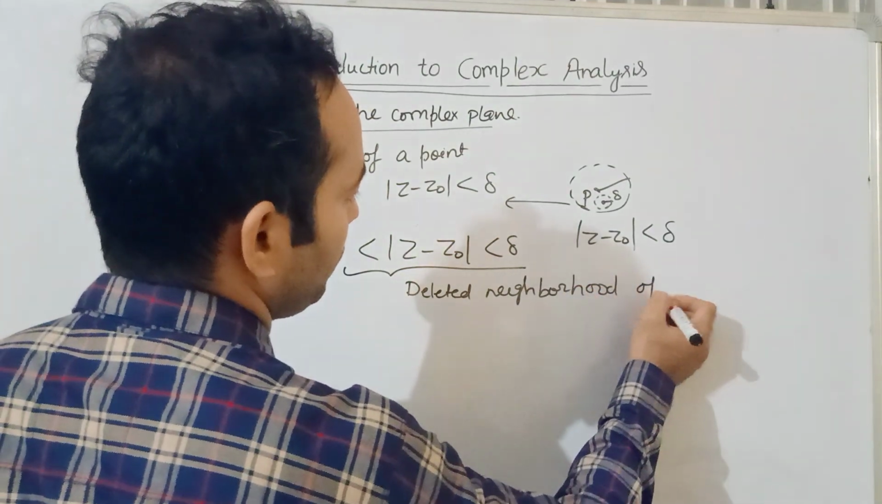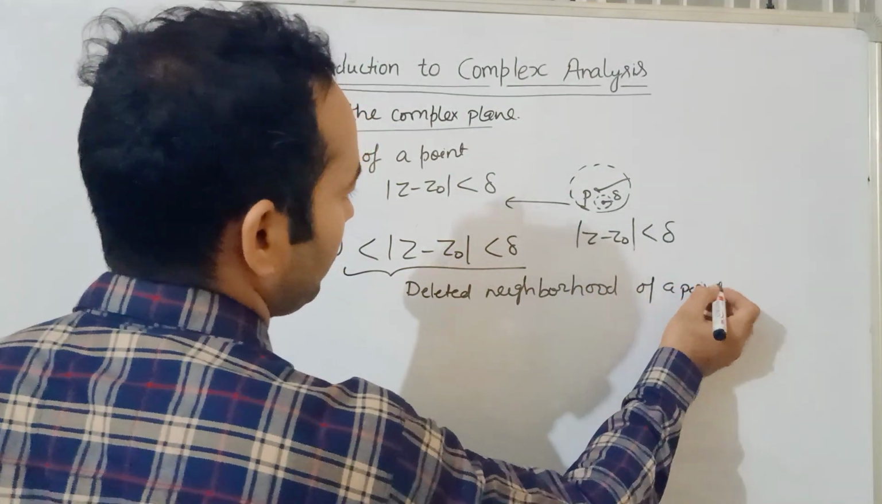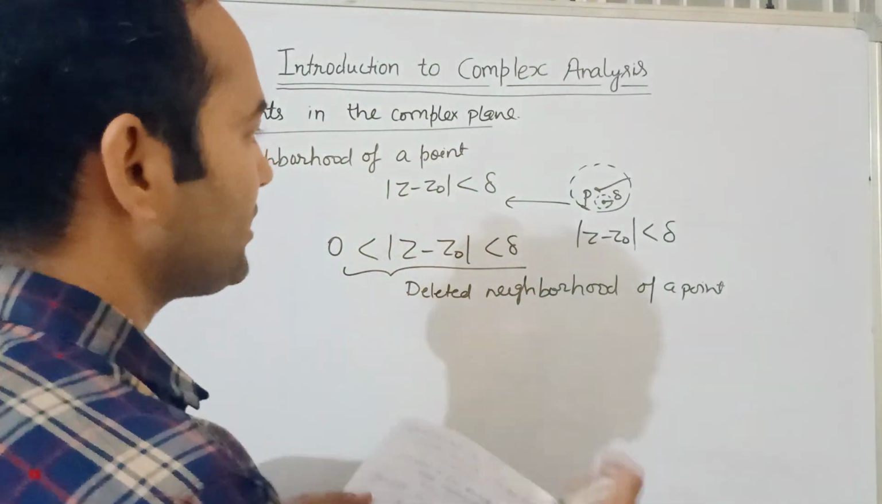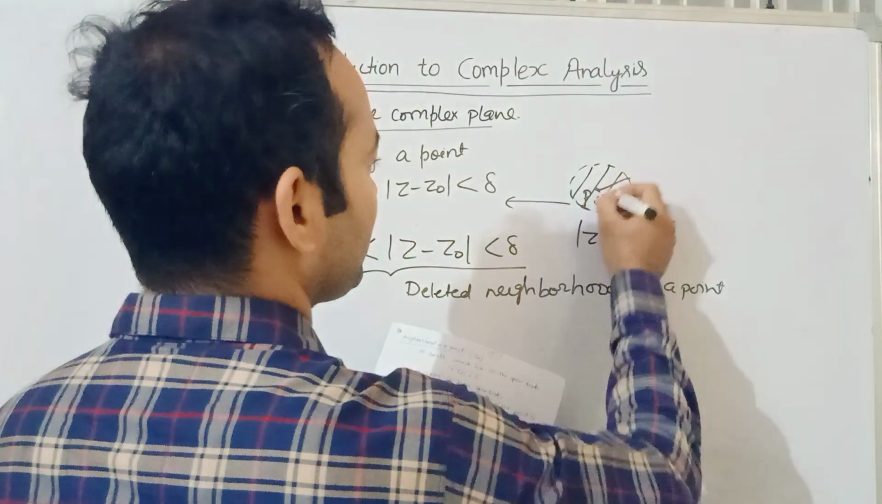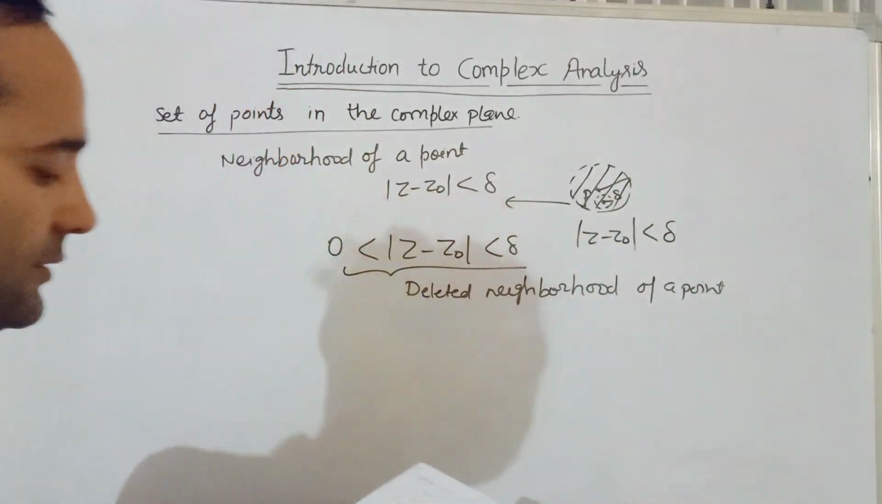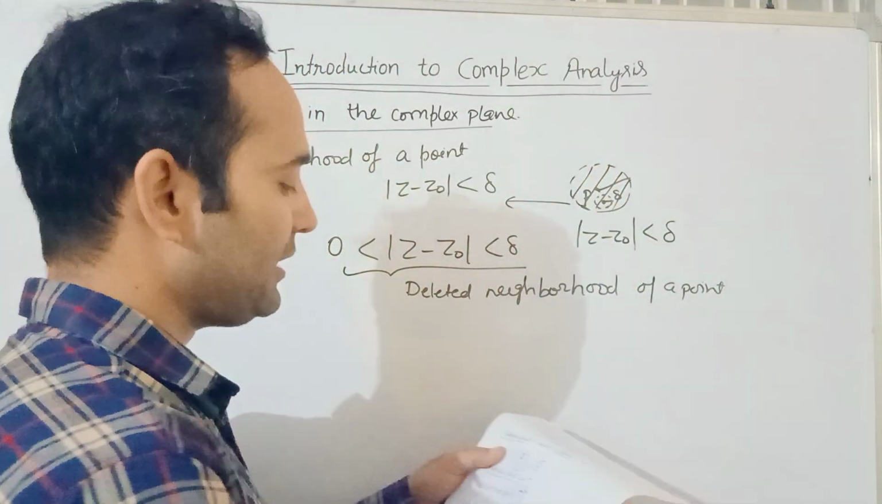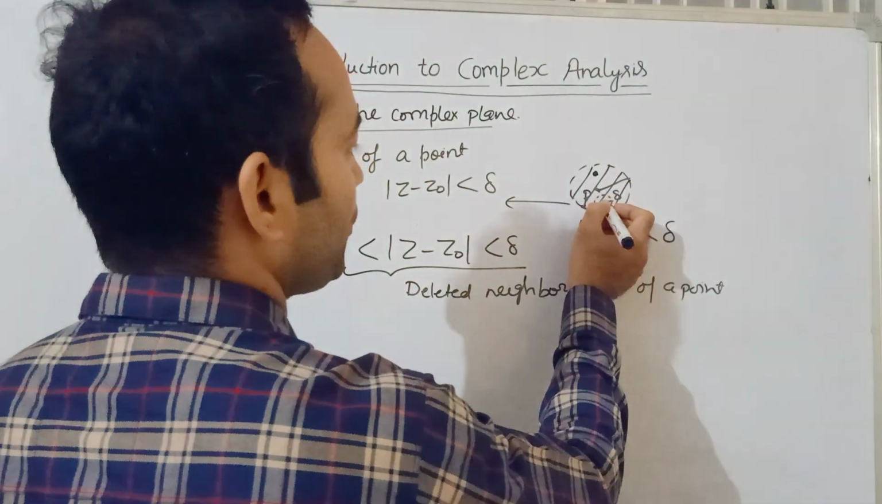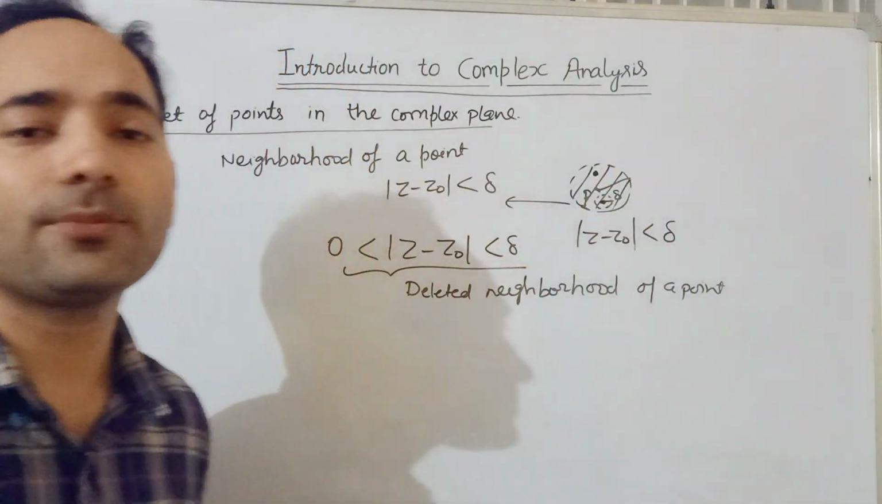Deleted neighborhood of a point. Okay. Now next is interior point. Of course, if you consider, by the way, this open disk, then interior point would be any point P. So like I had put point P here, interior of that disk.